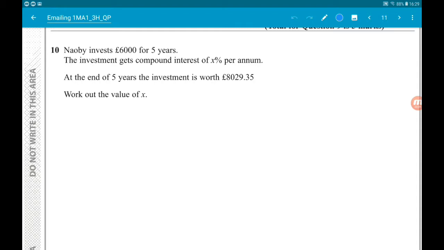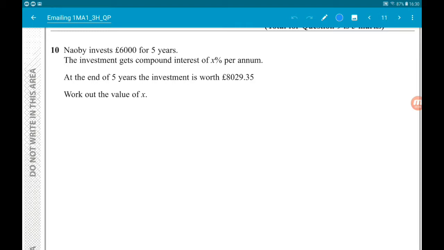Okay, number 10. Compound interest with unknown percentage interest. So, Naomi invests £6,000 for 5 years. The investment gets compound interest of X% per annum, so per year. At the end of 5 years, the investment is now worth £8,029.35p. We want to work out the value of X.